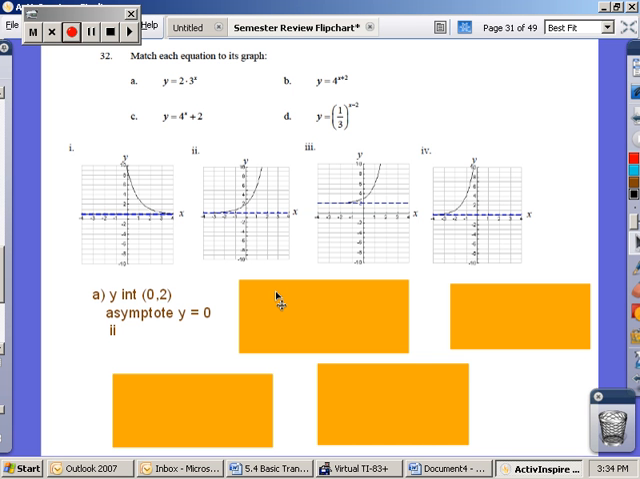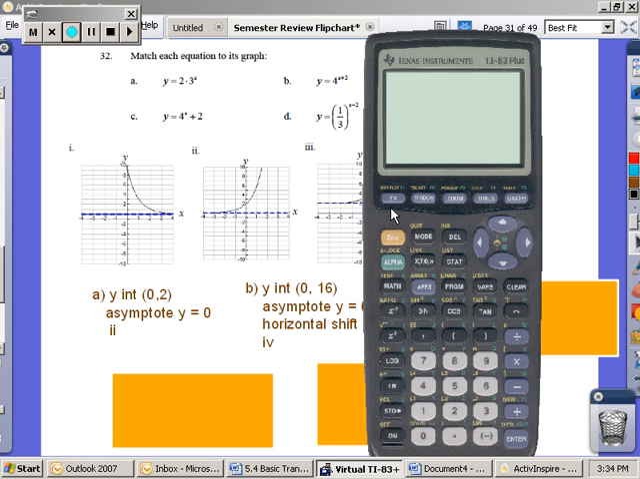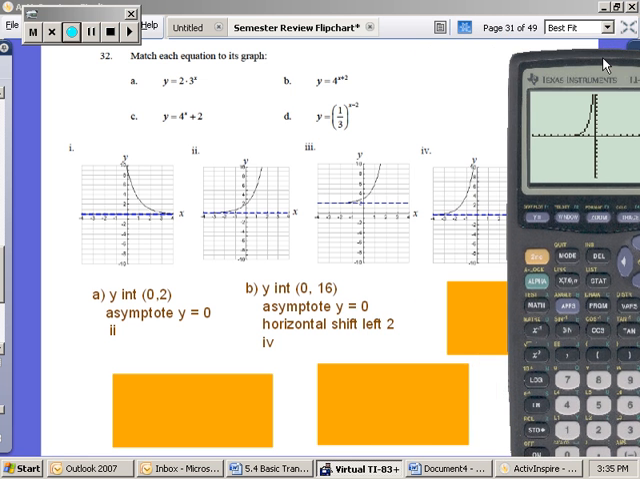Y equals 4 to the x plus 2. Let's find our y-intercept. I go to my calculator. I turn the calculator on, clear it, go to y equals, press clear, type 4, caret, parentheses, x plus 2, parentheses. I can say zoom 6 and graph, and the graph looks like number 4.